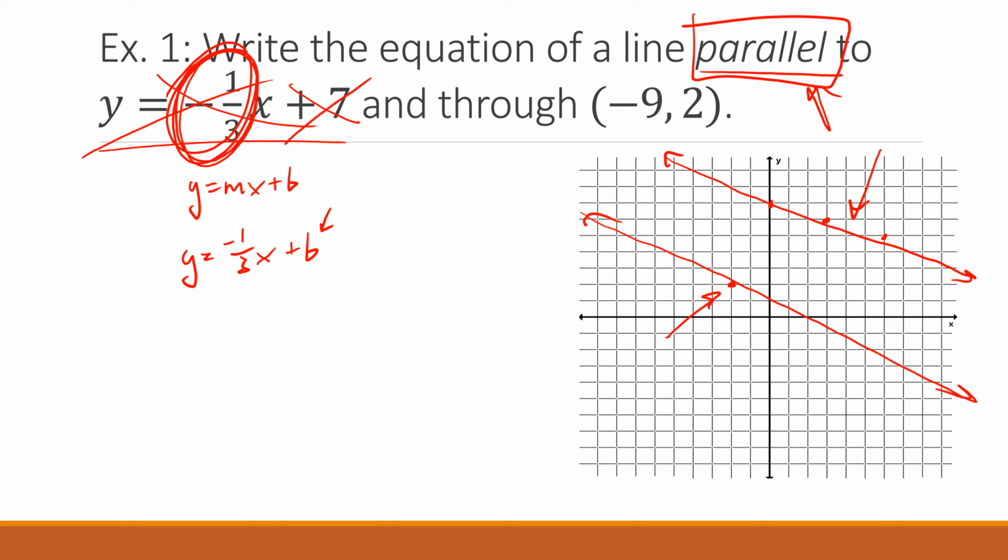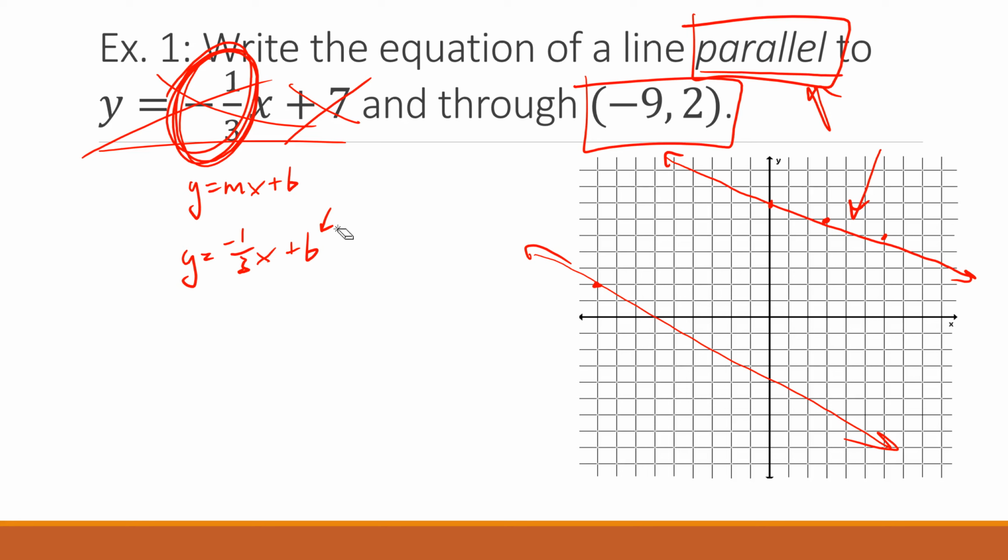I need a point in the new line to solve for the b, and that point is of course -9, 2. This is a point in the new line. And I just realized I totally didn't graph -9, 2. -9, 2 is all the way over here. Anyway, you get the point. This is what the line really should look like. Whoops, my bad.